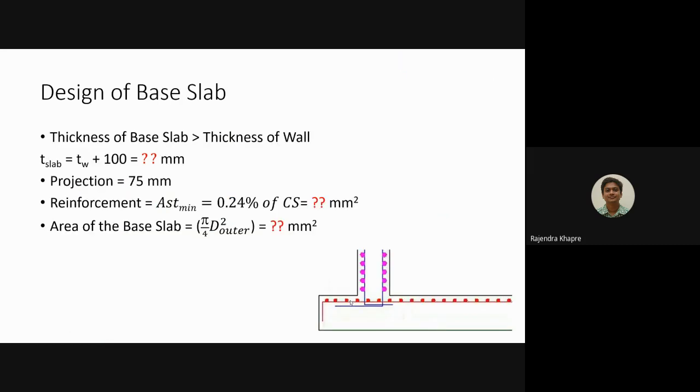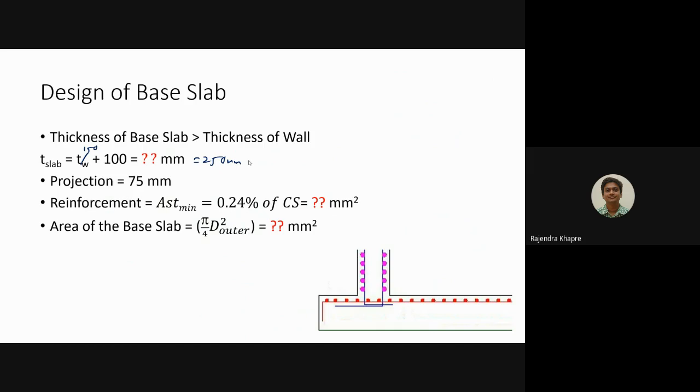Fine. Now coming to the base slab. Usually, whatever thickness of the wall is there, we have to assume the base slab thickness greater than the thickness of the wall. Right now we have taken the thickness of the wall as 150, right? So we are assuming 150 plus 100 mm, which comes out to be 250 millimeters. This is just an assumption. If required, we can even revise the thickness of the wall.